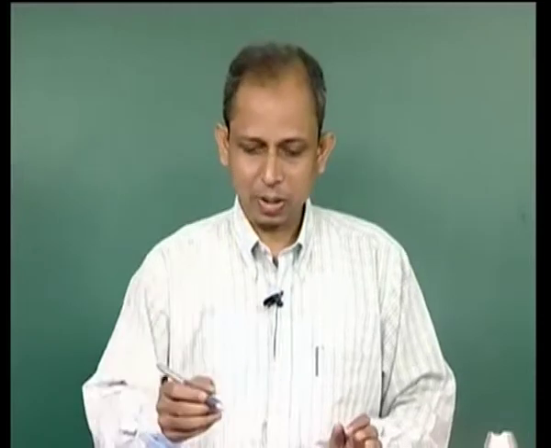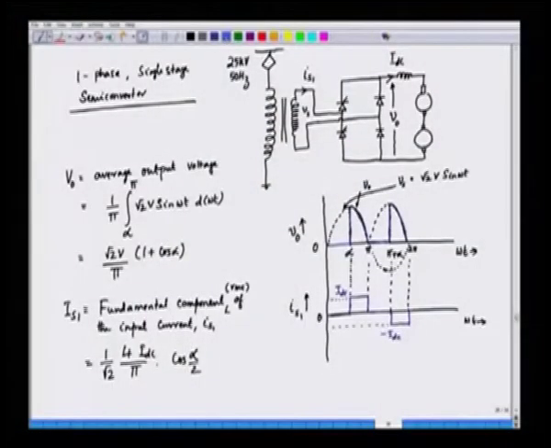Now, if we draw this fundamental current here, it will look like this. So, this will be the nature of the fundamental current. We take this, and this has to be symmetrical here. So, this is the fundamental component of this. If you draw this, now this angle is alpha, and this angle is alpha by 2.